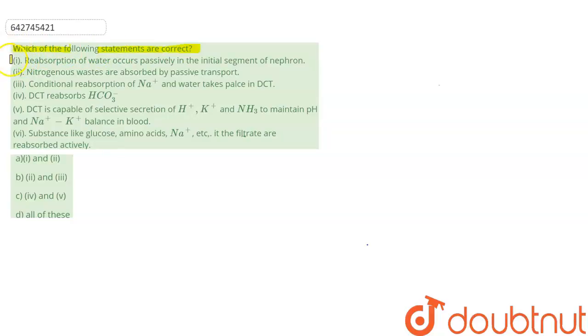The question is, which of the following statements are correct? So we are given certain statements and we have to figure out the correct statements. If we talk about the first statement, it says that the reabsorption of water occurs passively in the initial segment of the nephron.